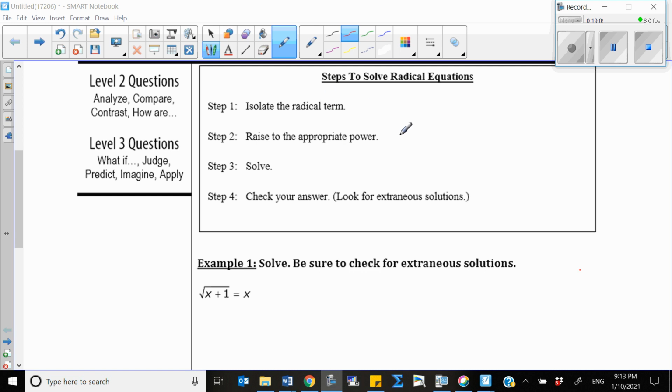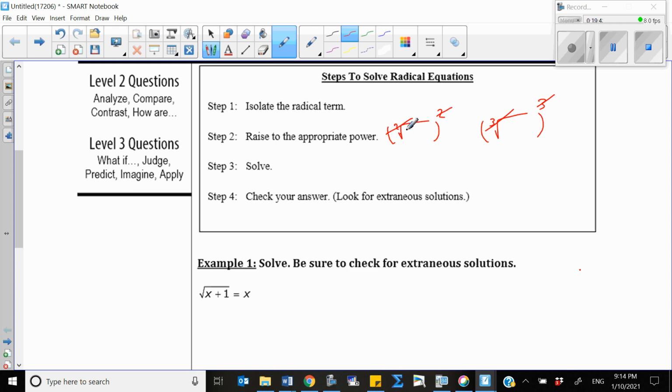That means if I have a radical like this, we know that the index is 2. So the appropriate power will be power of 2 because this will cancel this radical. And if I had a radical like this one that has index of 3, the appropriate power, in order to undo this radical with index 3 or third root, is going to be 3. So if you raise that to the power of 3, they will cancel each other. So that's what we mean by appropriate power.